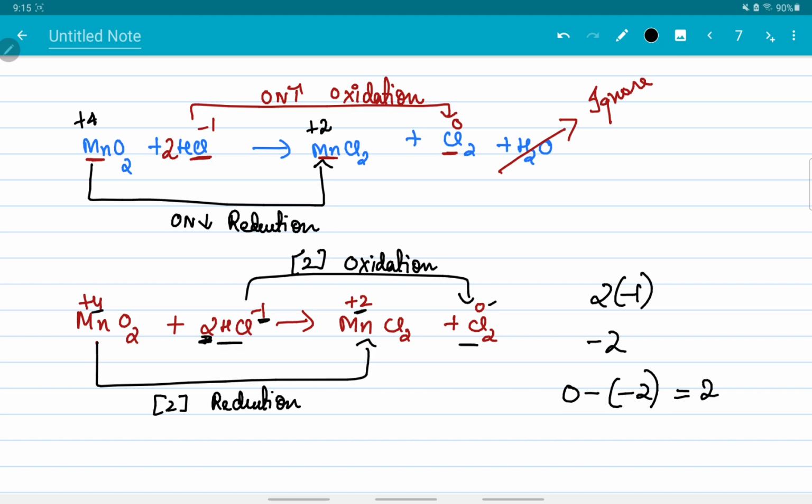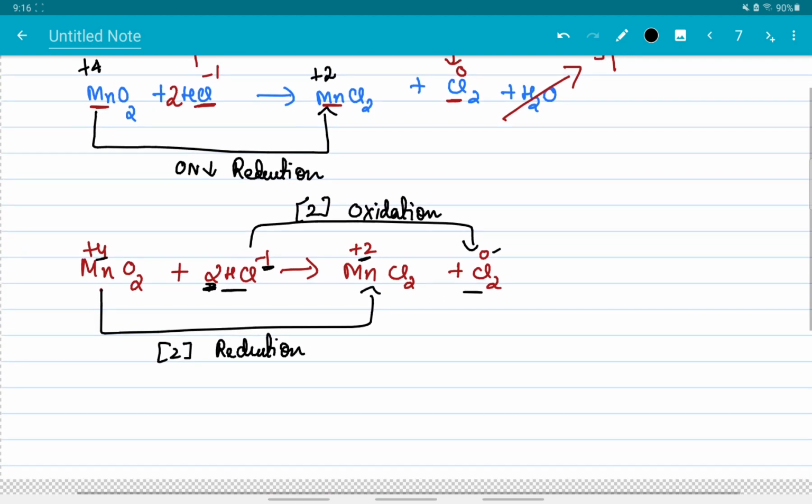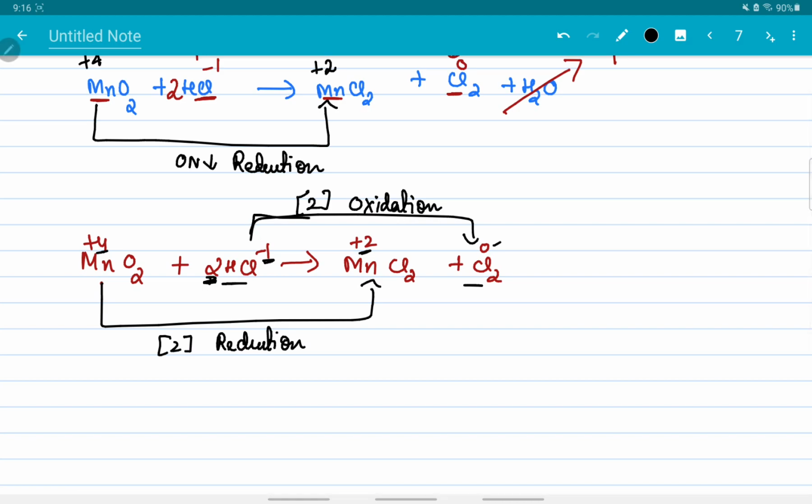They forget to take this coefficient. That coefficient is also important. So now that we have got our differences, if you see this equation, that is the oxidation equation, this difference will get multiplied to this one, that reduction equation, and the reduction difference will get multiplied to this oxidation equation. That is what I have told you.